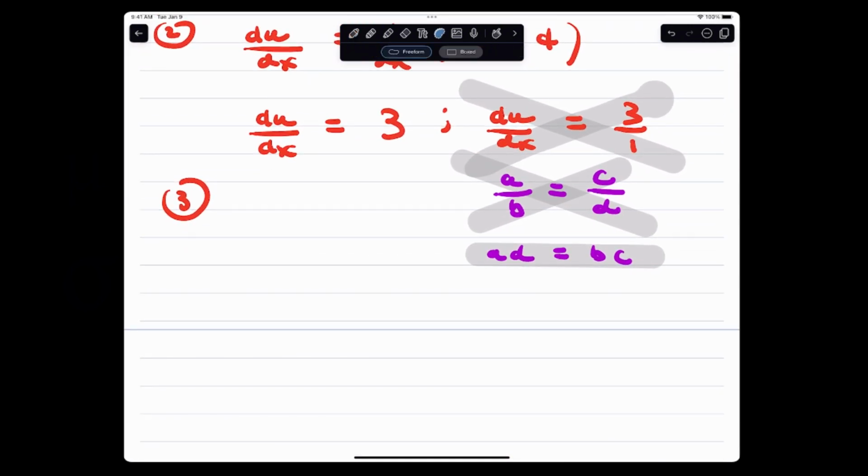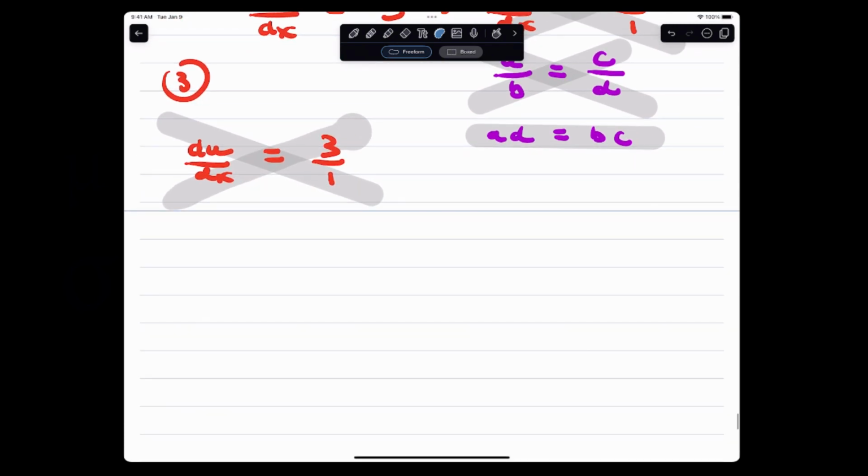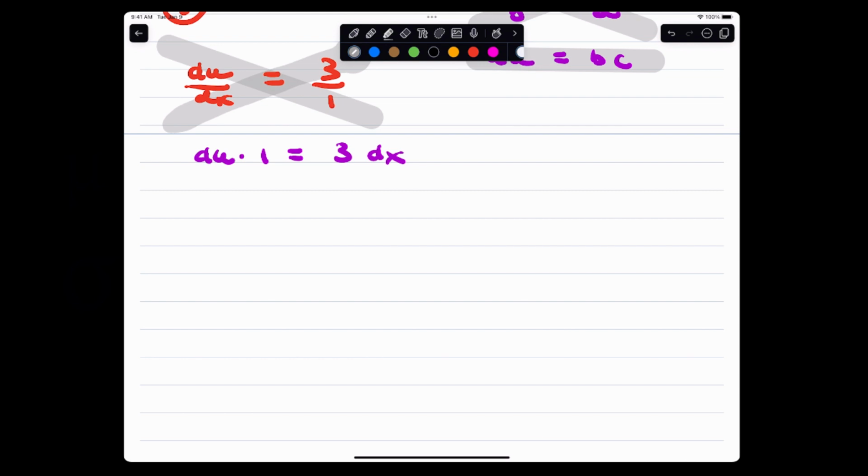So in this example, what does this mean? du times 1 is going to be 3 dx. Is that right? And you're solving again for dx. So what do you do with this now? Divide both sides by 3. And what do you end up with? du over 3 is dx.